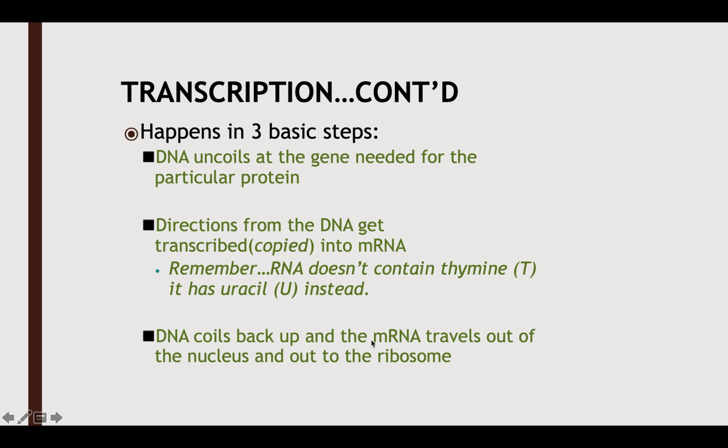DNA coils back up after it's made a copy. All right, remember too that the copy is not an exact copy. A's don't go with A's, C's don't go with C's. So a complementary copy gets made. And anywhere you would have had a T, you're going to put a U instead. We'll practice this later on, so if that's confusing, just hold tight. Once the copy is made, DNA will wrap back up, and then the messenger RNA can travel out of the nucleus and to the ribosome.